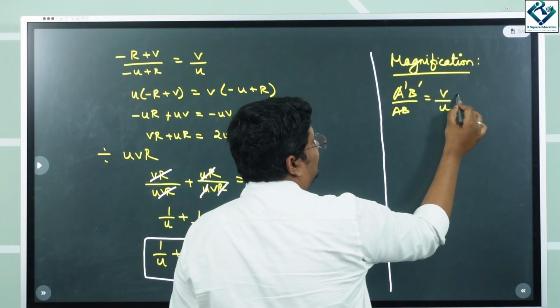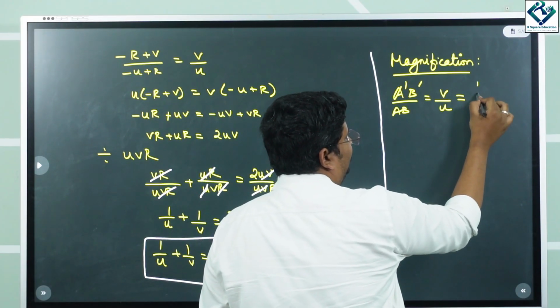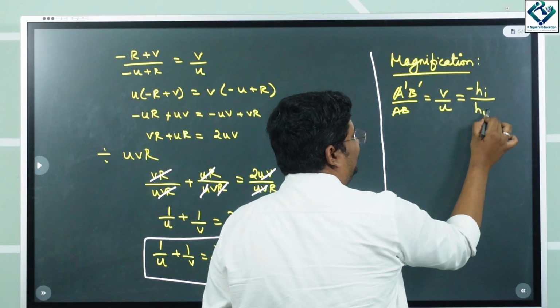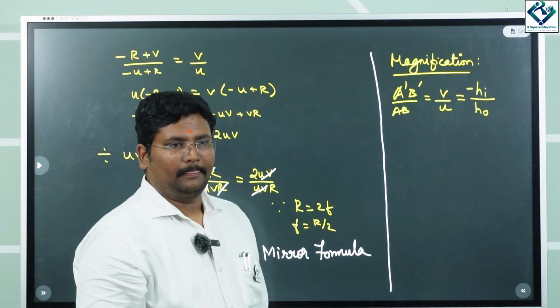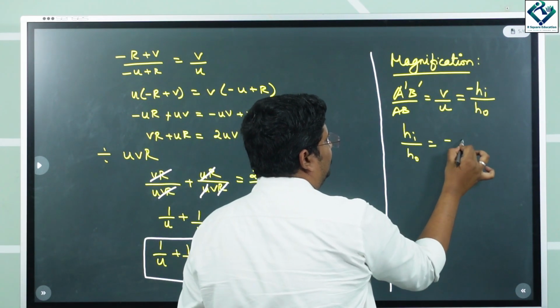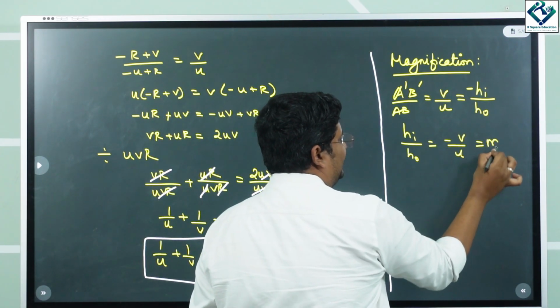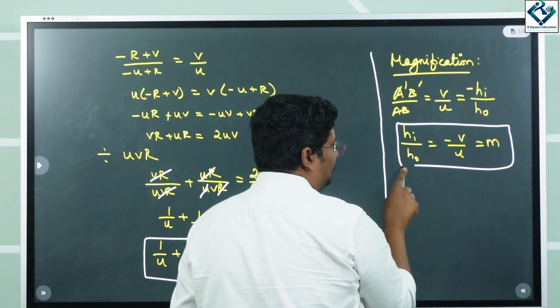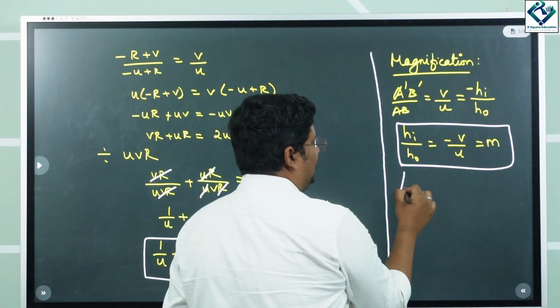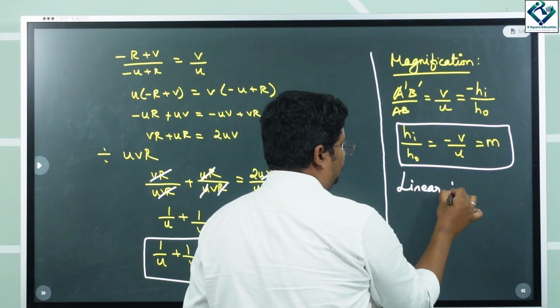a dash b dash is nothing but what? The height of the image, which means minus hi, divided by the height of the object. Okay, suppose the height of the image to that of the height of the object is equal to minus v by u, which is equal to m. So this is nothing but what? Magnification. So this is normally called linear magnification.